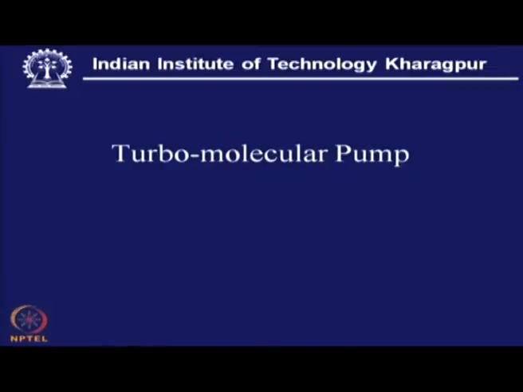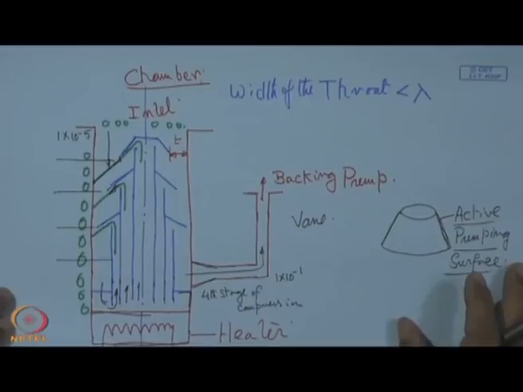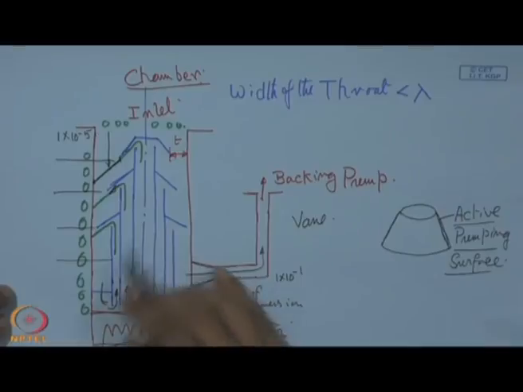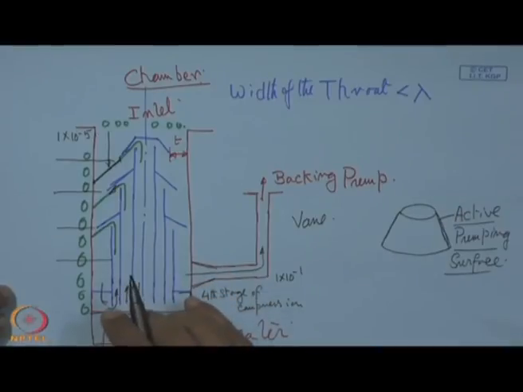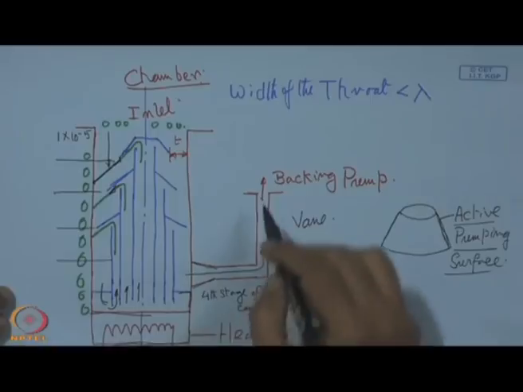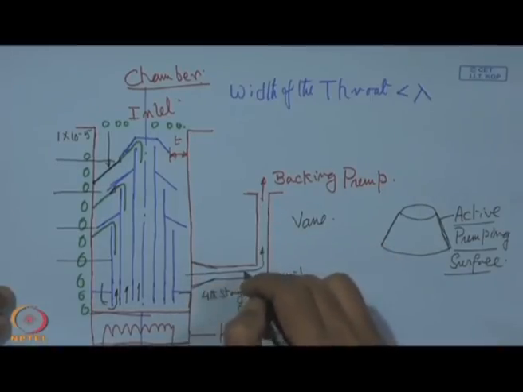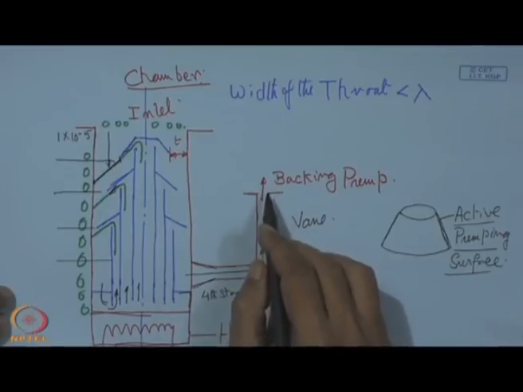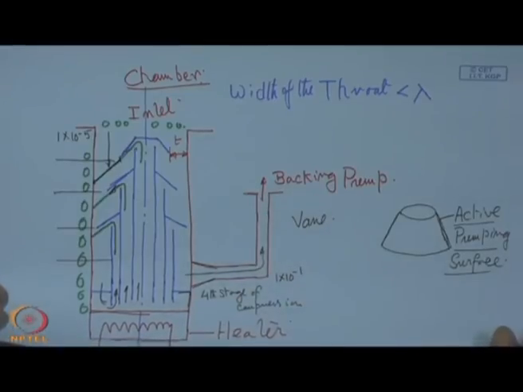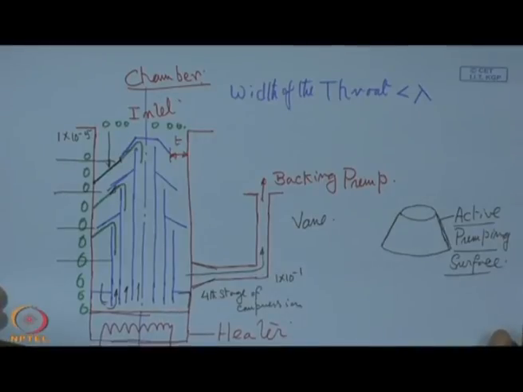Now comes the turbomolecular pump. What we have seen, the diffusion pump, is a non-rotating one. No component of this system is a moving one. It is a stationary one, but it throws the residual gas to the outside, and that is why we need a backing pump. The residual gas is not absorbed or immobilized in the system.